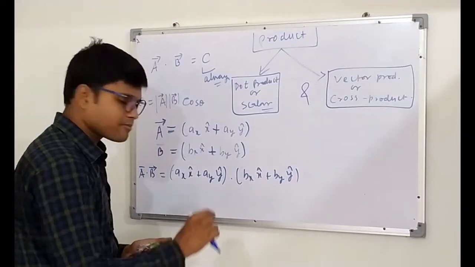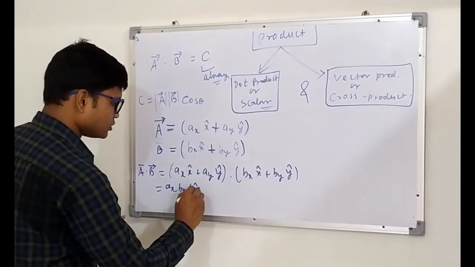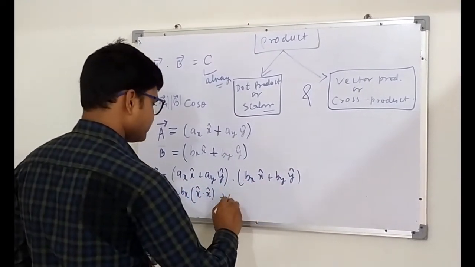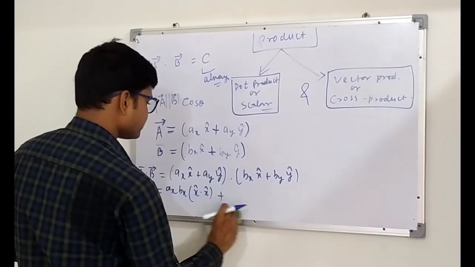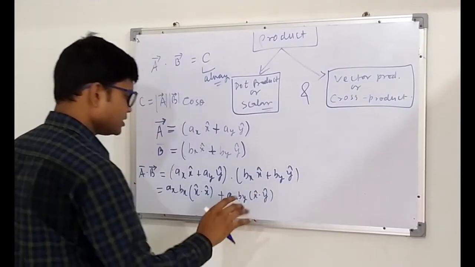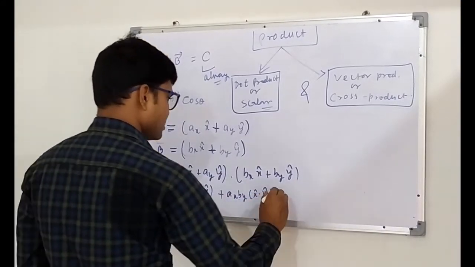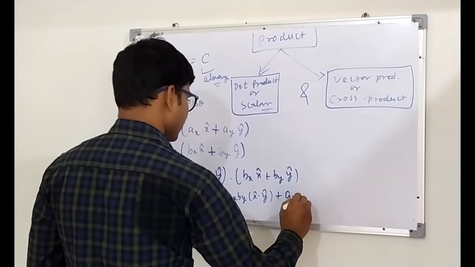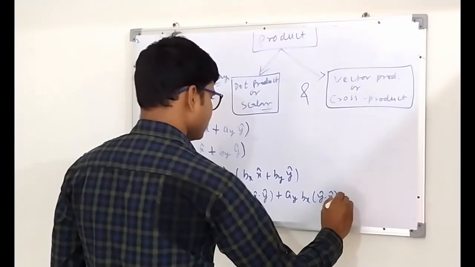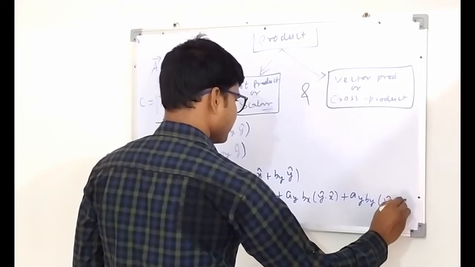Ax and bx are magnitudes, so we can write ax bx the same way you do this product in high school. Ax by, this is nothing but ax by. I am having this ax x hat dot y hat. Now see, you have to remember this ordering, how you are multiplying. Now again ay bx, this will be y hat dot x hat, and then again ay by, so y hat dot y hat.